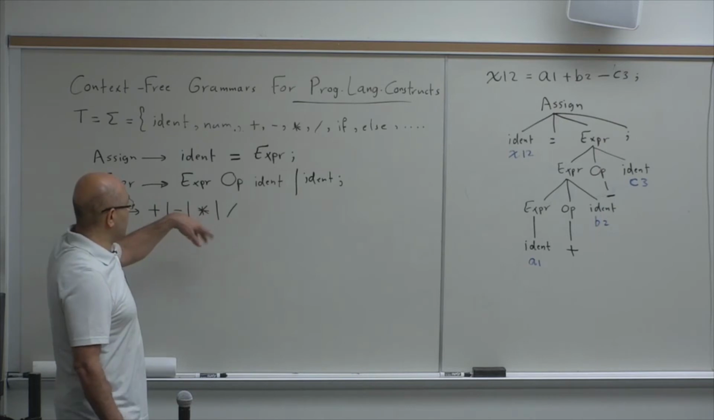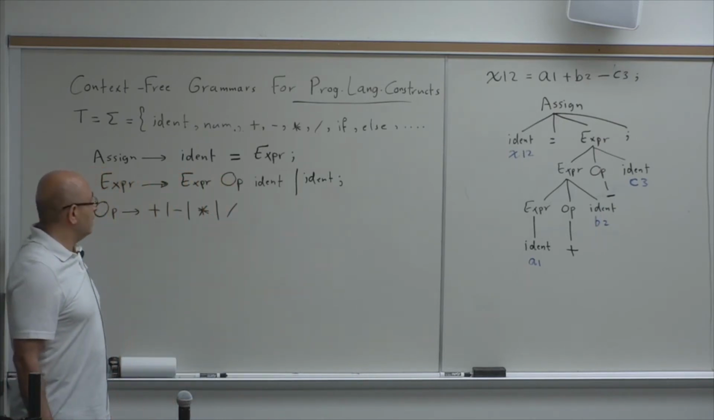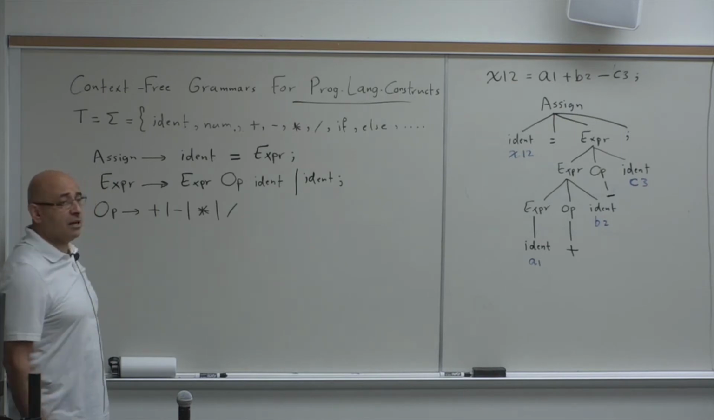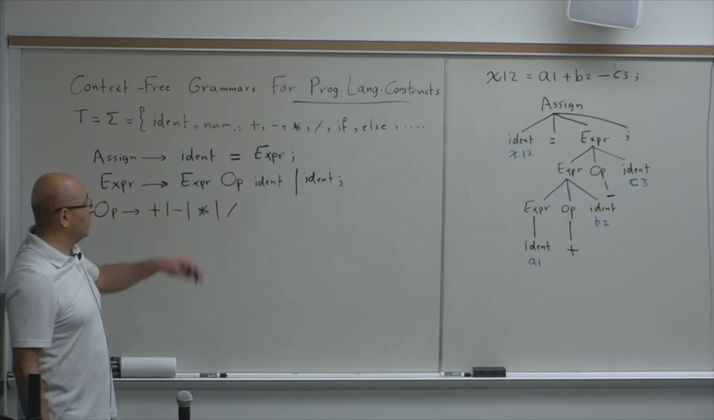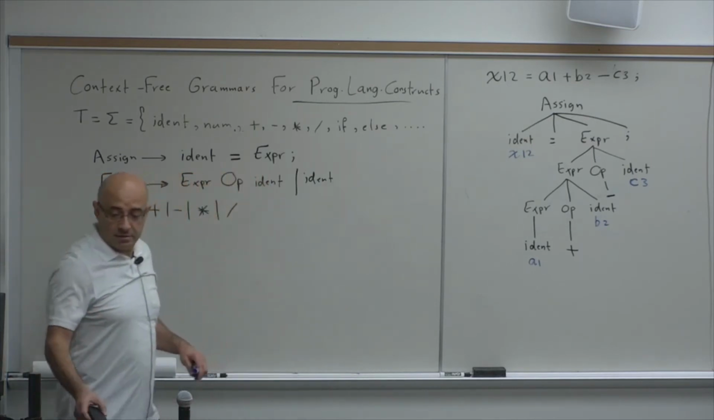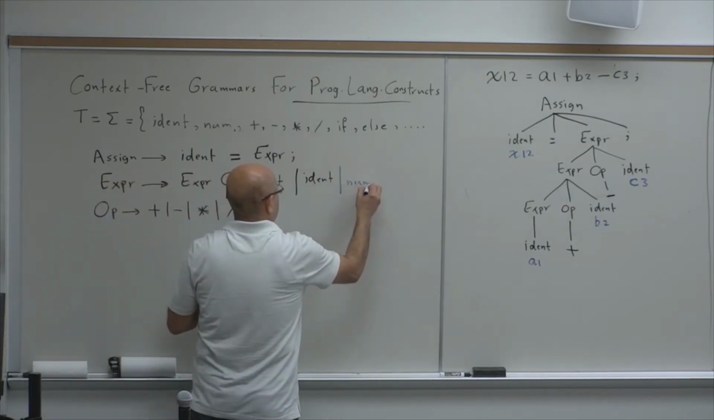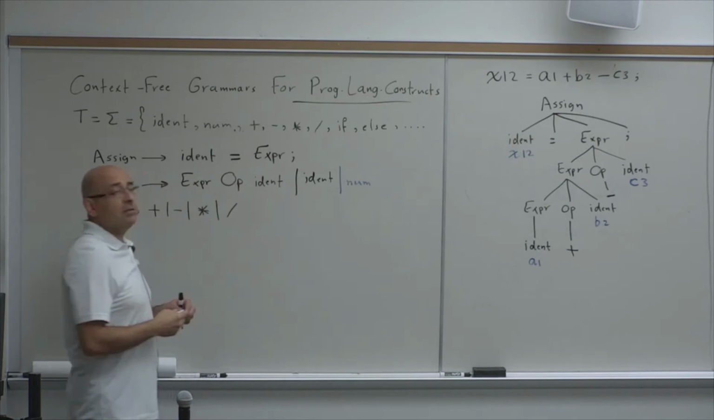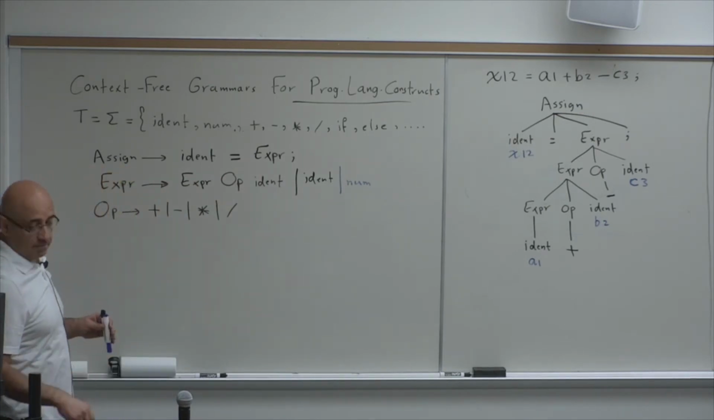And clearly we can use this to represent any expression that consists of identifiers, right? And in fact, we can further generalize it, and instead of having only an identifier, we can have also what? Numbers. Yeah, so we can have also numbers. But there is a problem with this.